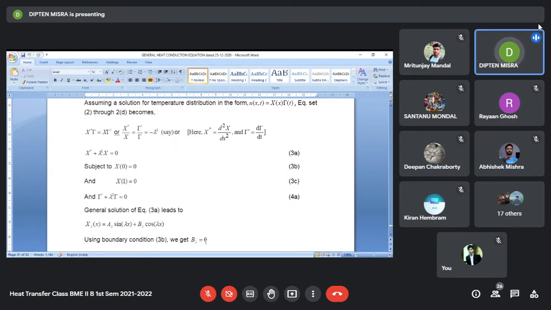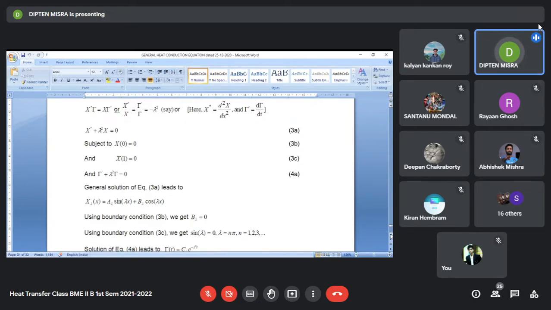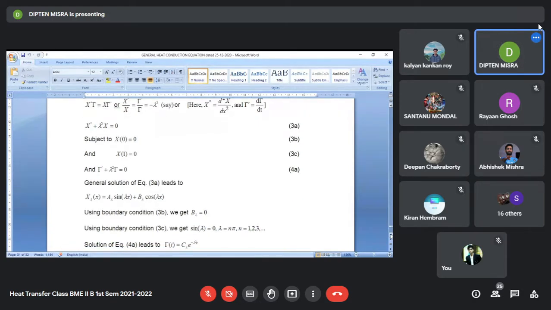So once B_λ is gone, then we are left with X_λ equal to A_λ sine λx. Now we are left with two more coefficients, one is A_λ and another is λ. And we are left with one more unused boundary condition. What is that boundary condition? That boundary condition is X at small x equal to 1 is equal to 0.